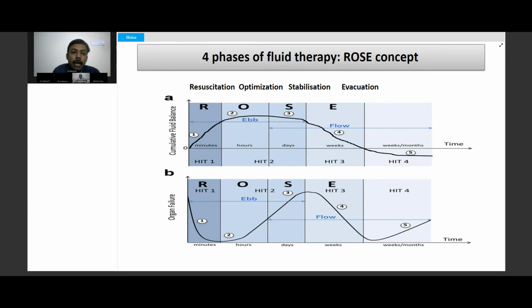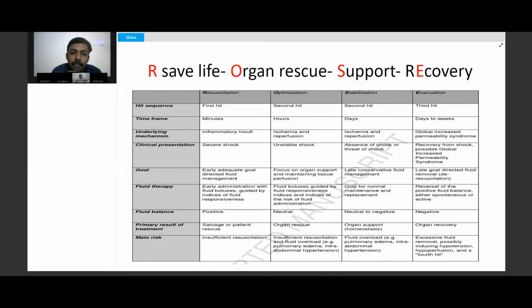So in the first phase, we try to save life. Second phase, we try to rescue the organs and support them, and then recovery. The most important thing is that there is an inflammatory insult in the first phase, then ischemic reperfusion injuries, and the third hit is the GIPS, which I told you before.